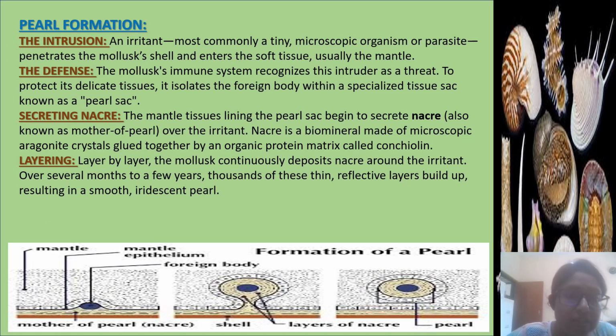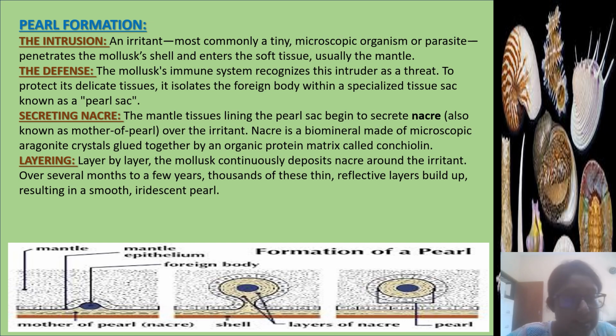Next, an important mechanism for B.Sc. Zoology Honours and M.Sc. Zoology, that is the pearl formation. First point is the intrusion. An irritant, most commonly a teeny microscopic organism or parasite, penetrates the mollusk shell and enters the soft tissue, usually the mantle. The mollusk immune system recognizes this intruder as a threat. To protect its delicate tissue, it isolates the foreign body within a specialized tissue sac known as the pearl sac.